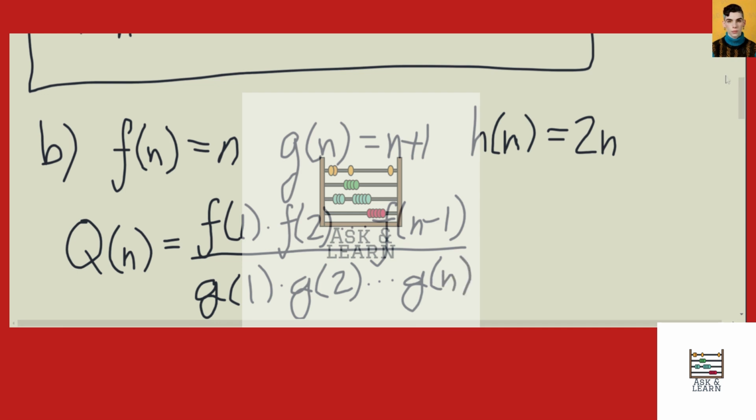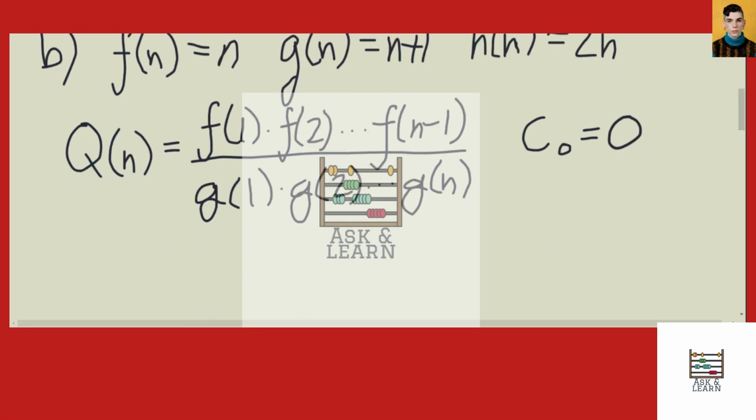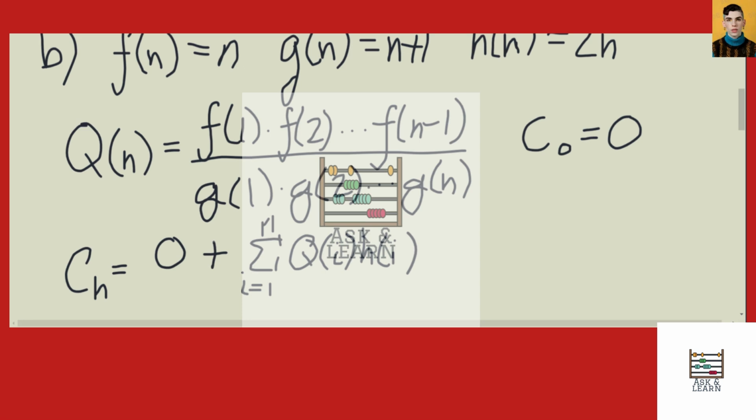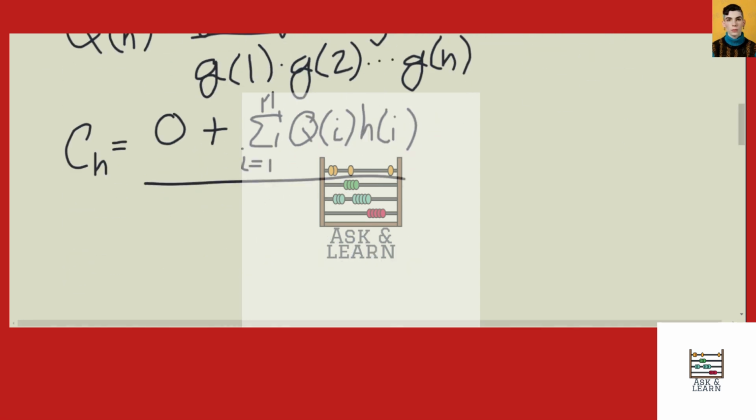Excuse me. So then this is that over g of 1 times g of 2 times g of n. Then by a previous problem, and also we have that our initial condition is 0, we have that C of n is going to be equal to the initial condition 0 plus the sum from i equals 1 to n of q of i times h of i all over g of n plus 1 times q of n plus 1.